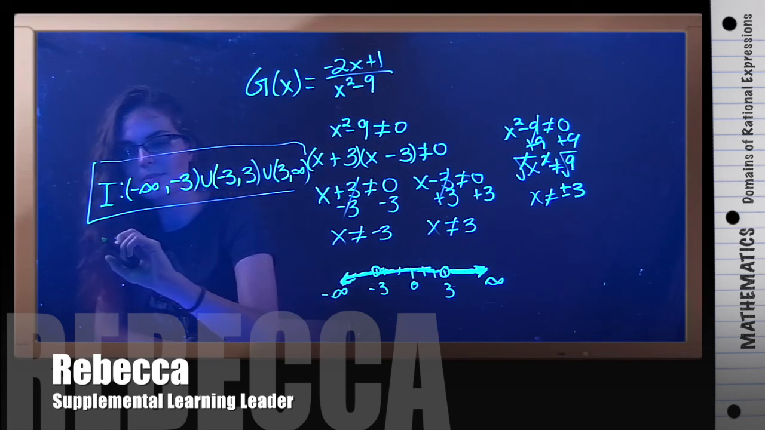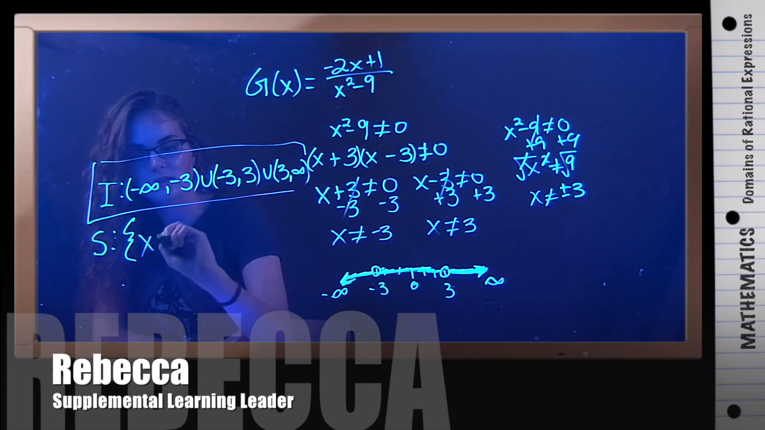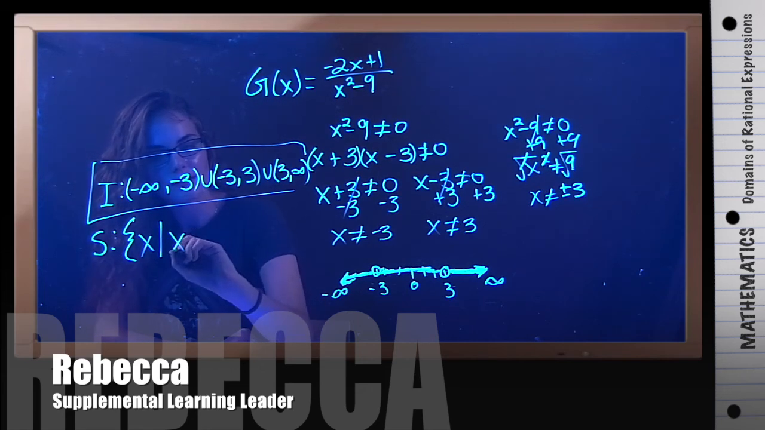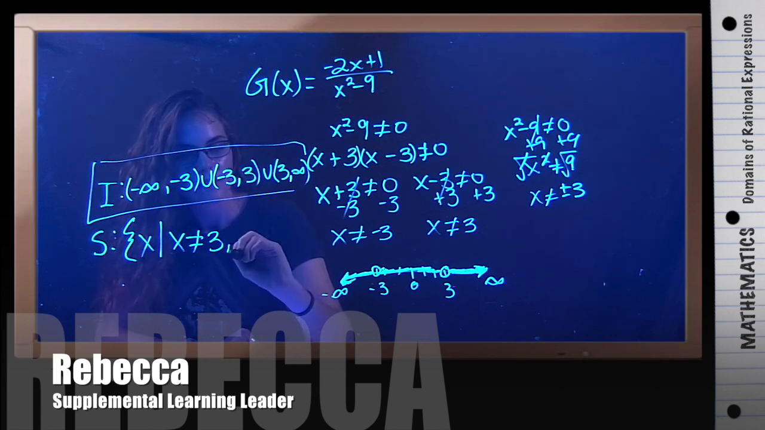Now if we put this in set builder notation, we have x such that x cannot be 3 and x cannot be negative 3.